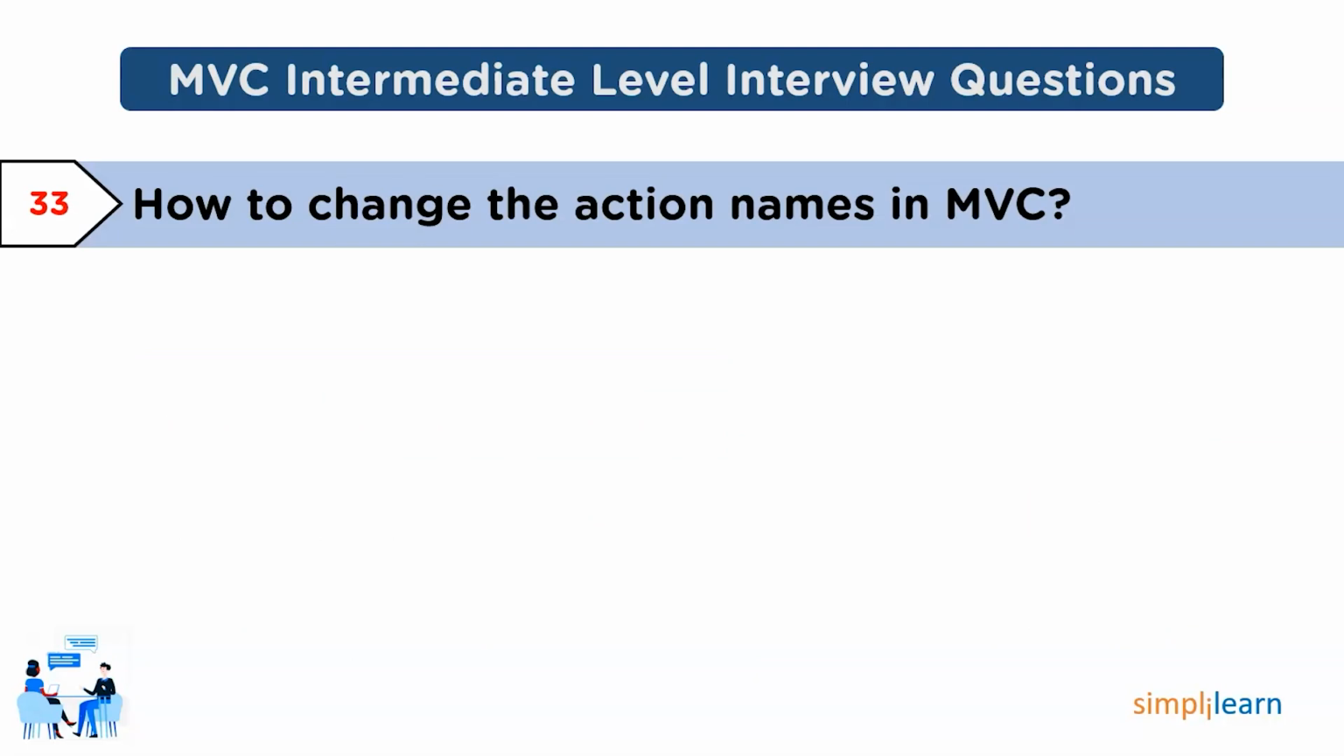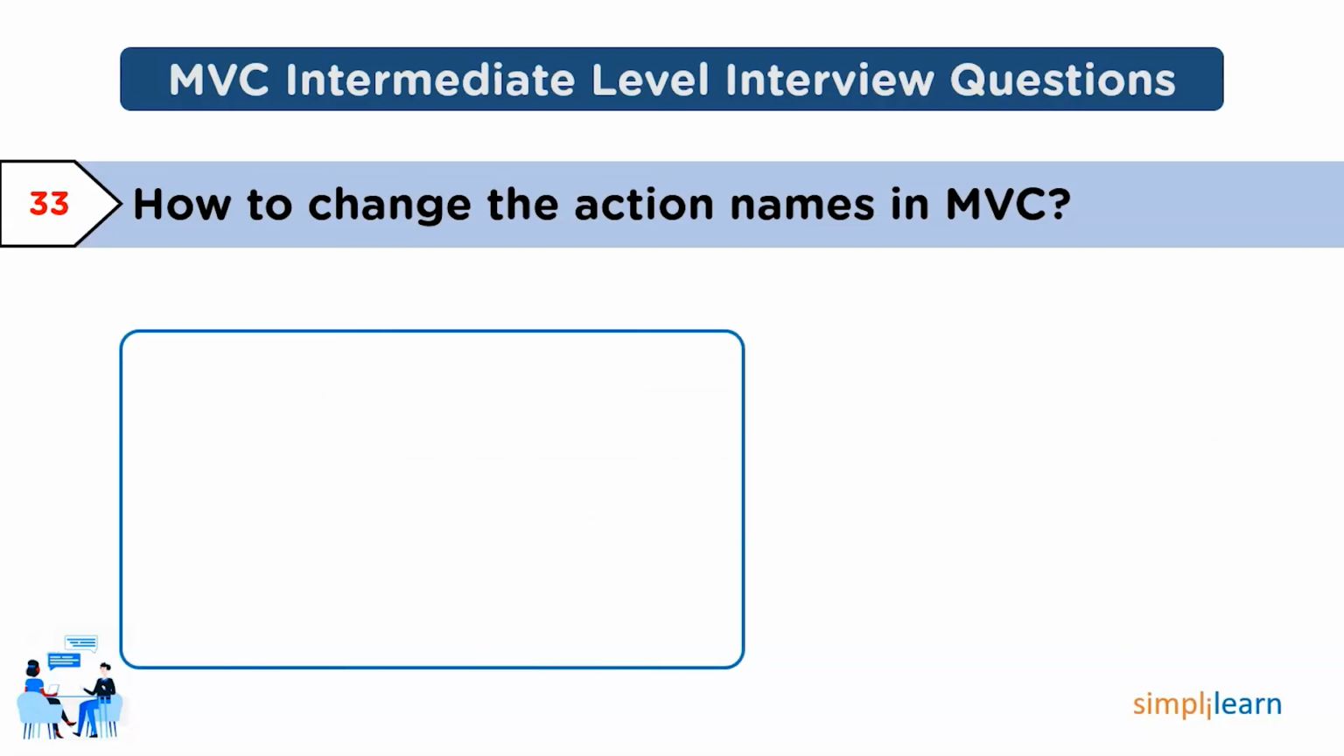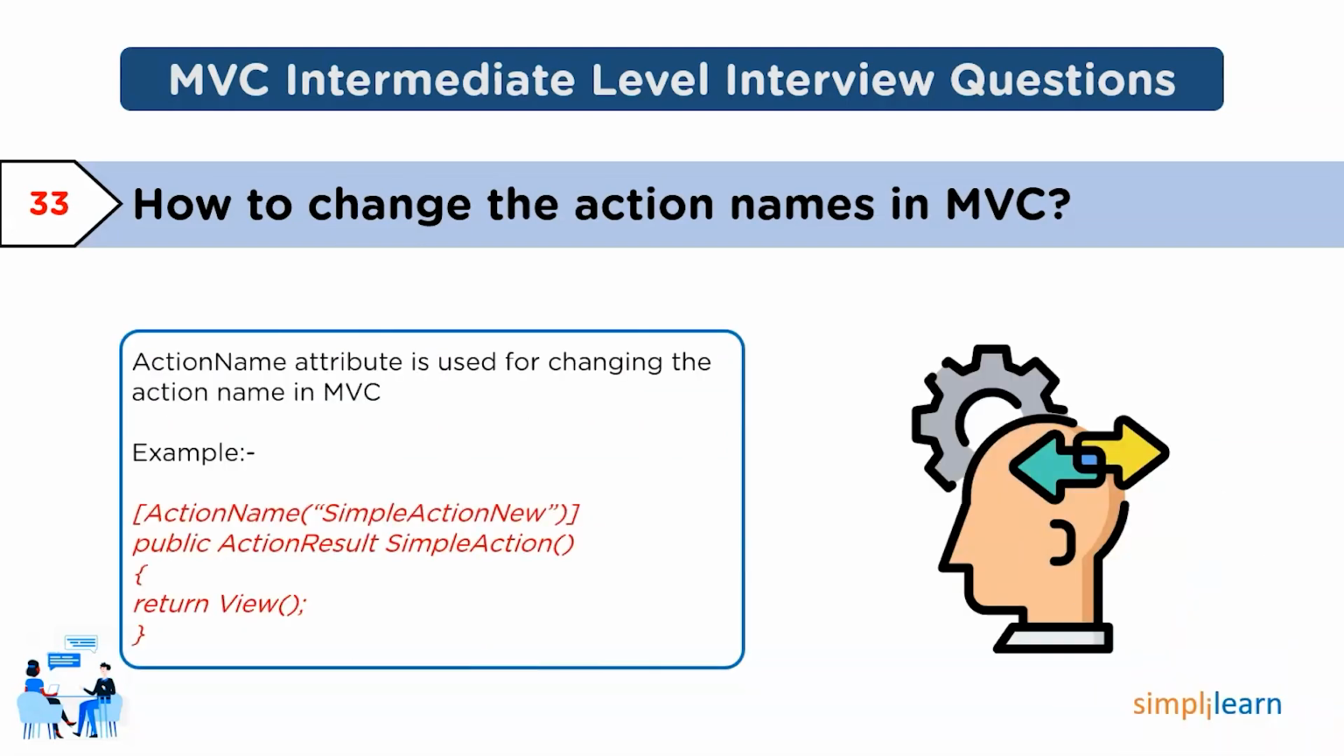How to change the action names in MVC? The action name attribute is used to change the action name in MVC.